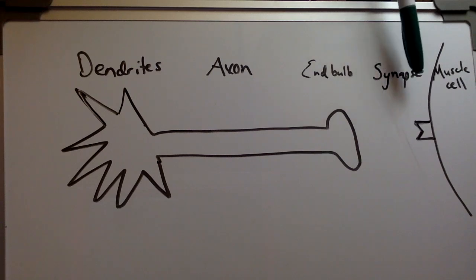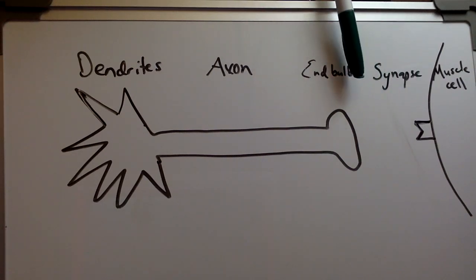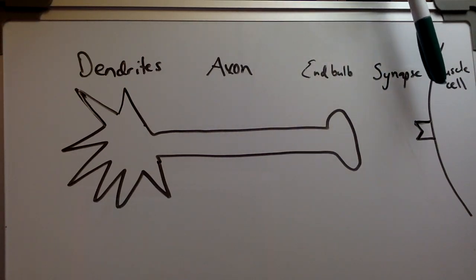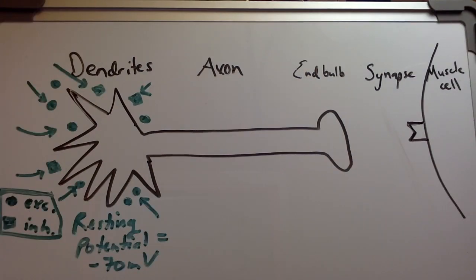And then the synapse is that juncture between the neuron and whatever cell is going to be at the other side getting the stimulation. For example, it could be a muscle cell, could be a gland, could be another nerve. Now, the nerve is usually at rest, but that doesn't mean it's not doing anything, right? There are gonna be ions going in and ions going out of this cell all the time.